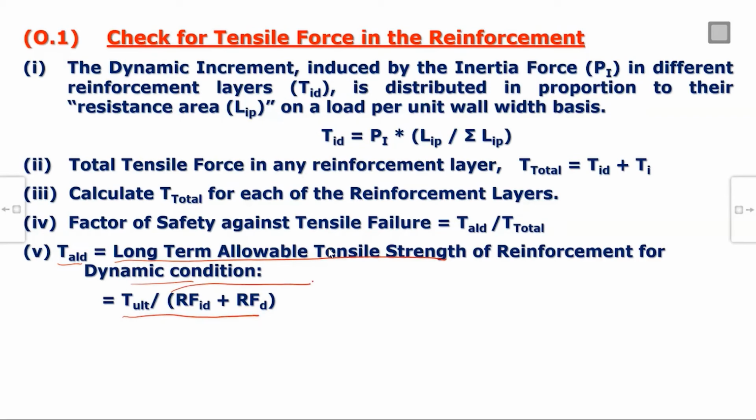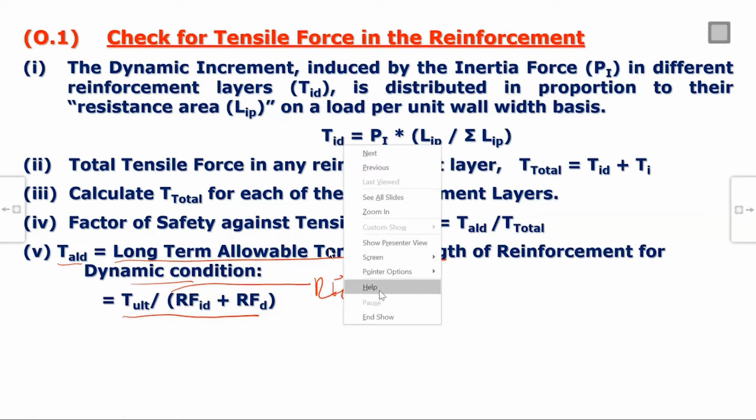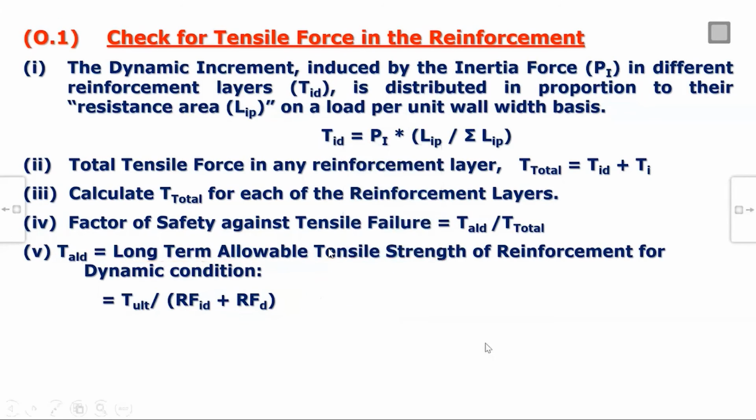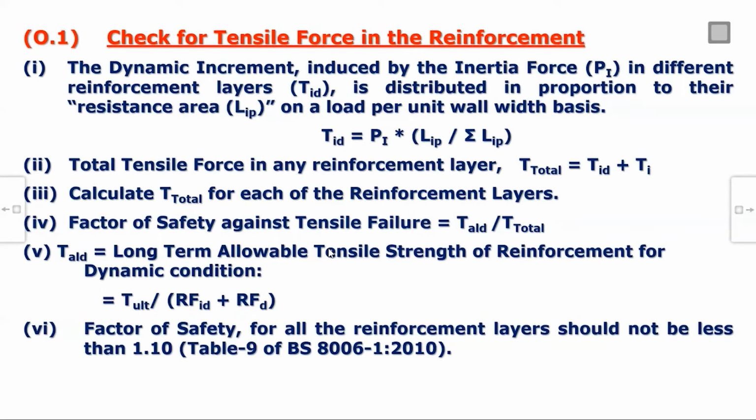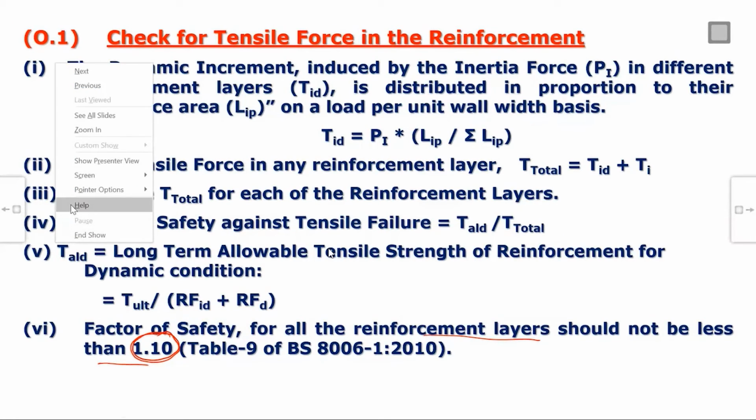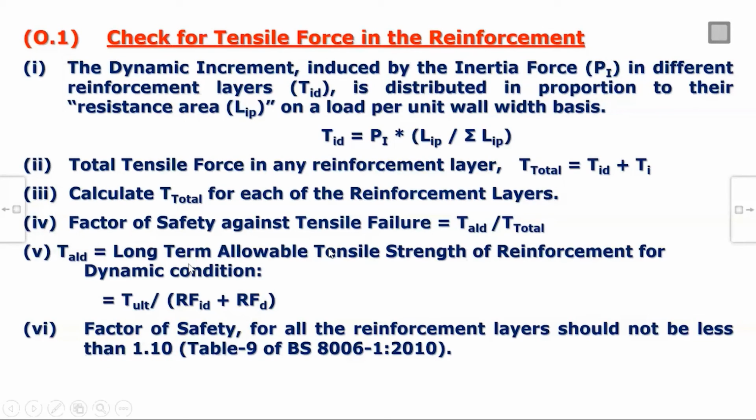Previously, if you remember, in static condition there was RFCR, creep resistance. That is not taken into account. You take only installation damage and durability. And then again the same, the factor of safety for all the reinforcement layers should not be less than 1.10. Here given is 1.10. 1.10 is the factor of safety given in the IS code.